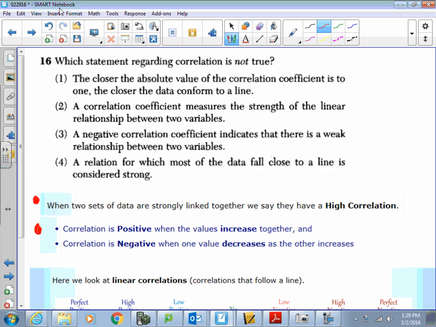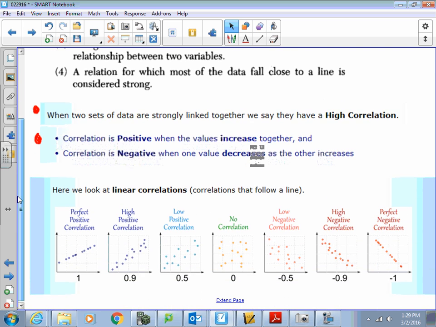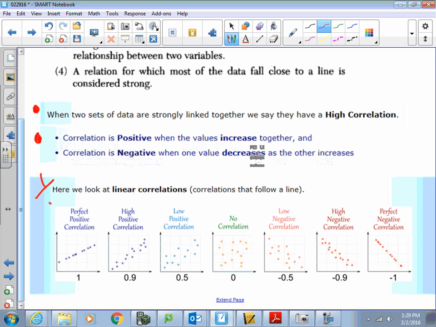So the first thing, when two sets of data are strongly linked together, we say that they have high correlation. And correlation can be positive or negative. You can have strong positive or strong negative. So looking down at this little chart, you don't have to draw this whole chart, but I do want you to look at it, to give you the idea of perfect positive correlation all the way down to no correlation, then perfect negative.